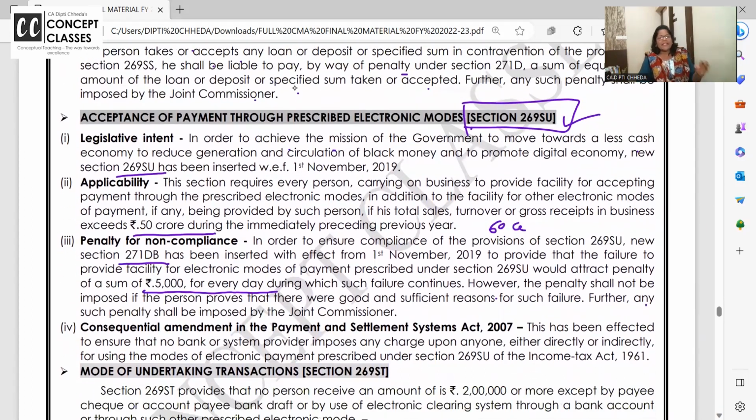Okay. Once again, 269SU is a one-liner, no example needed. If your turnover or gross receipts of your business exceed 50 crores, put this in a box. Then you need to have all the electronic modes of payment. You should accept them. If you are not accepting, then 5,000 per day is the penalty.